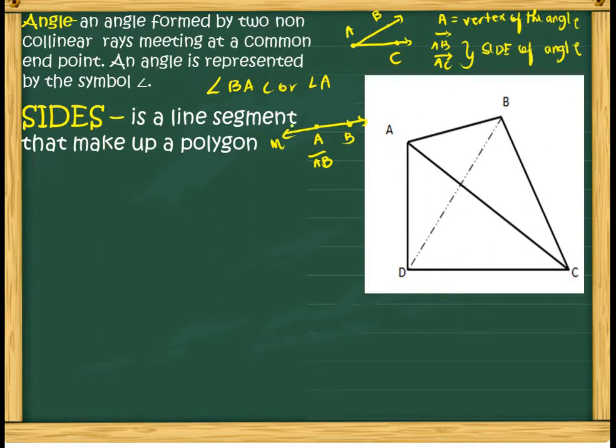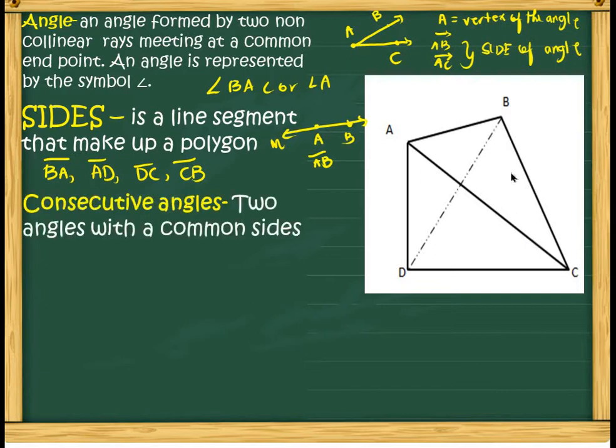So using this illustration, we have here segment BA, segment AD, segment DC, and segment CB as the sides of the given polygon or a given figure. Next, we have what we call consecutive angles. So, pag sinabi natin consecutive, magkasunod. Ulitin ko ha, consecutive is magkasunod.